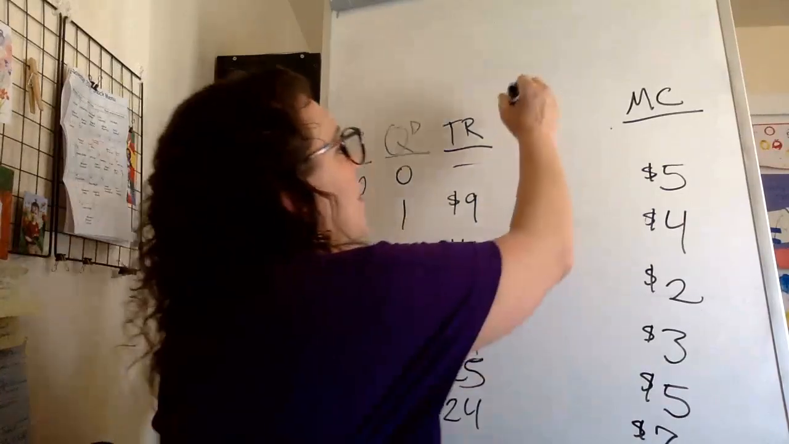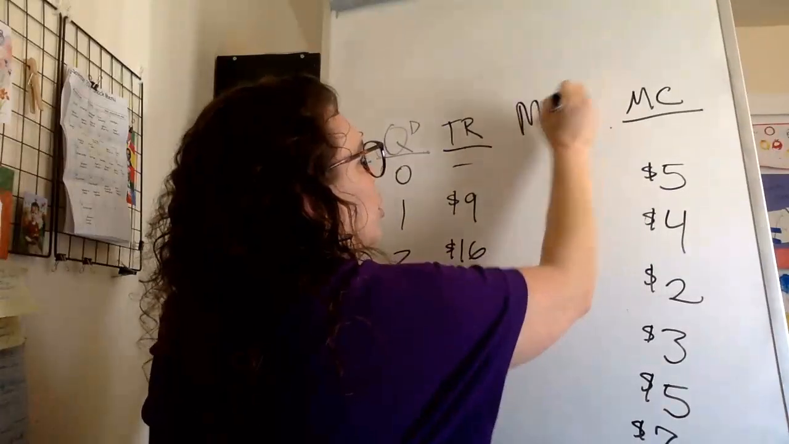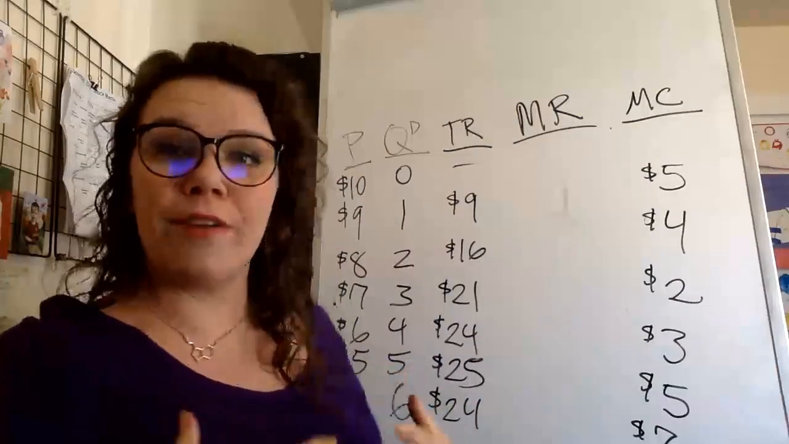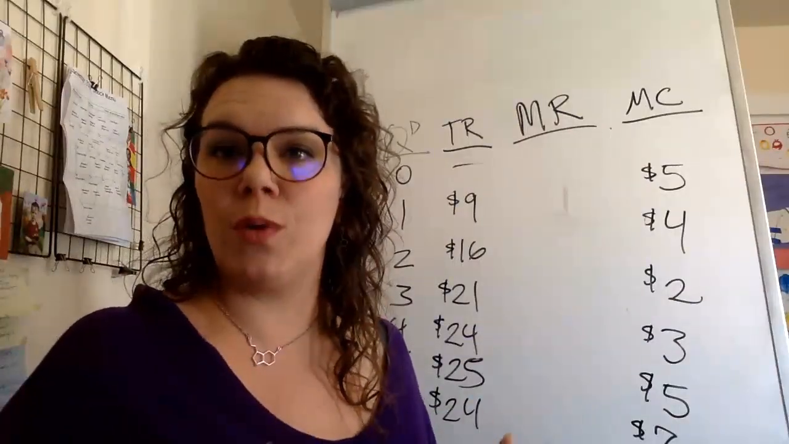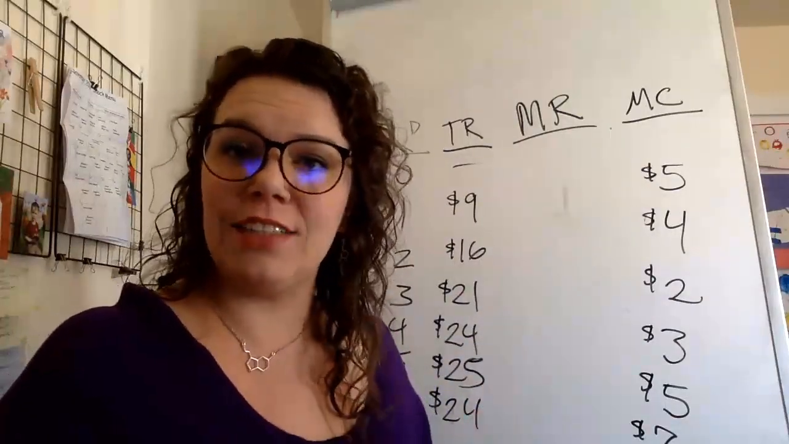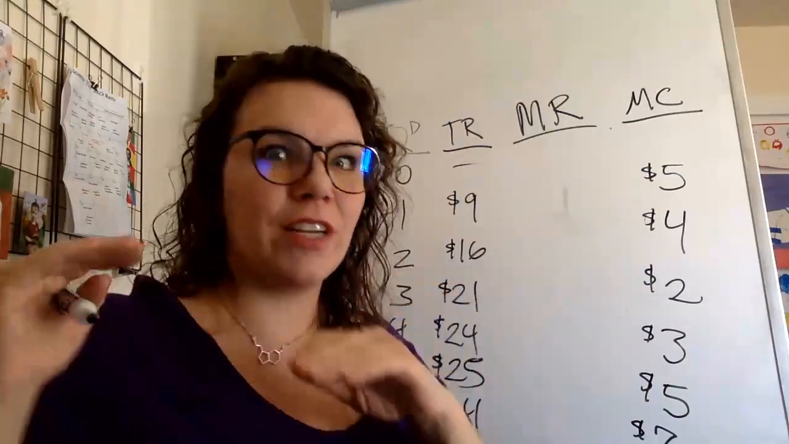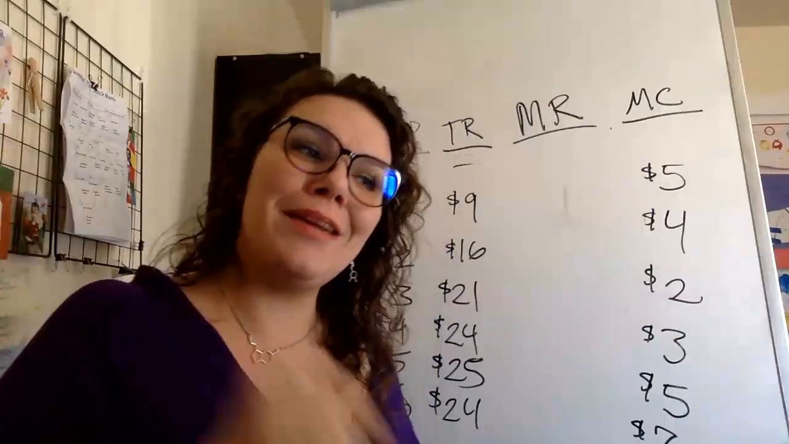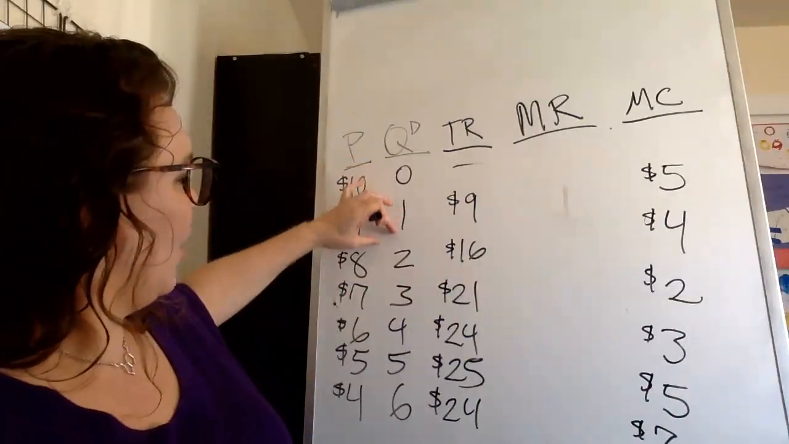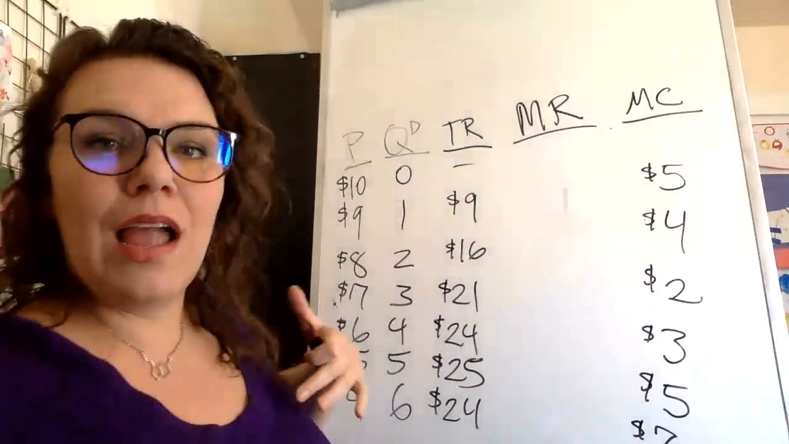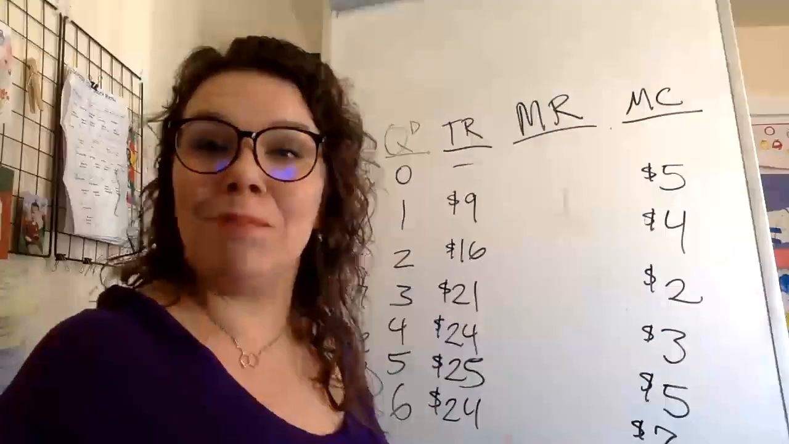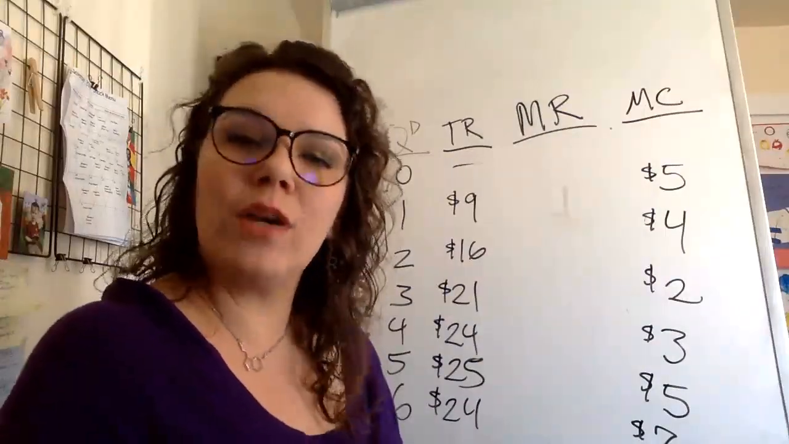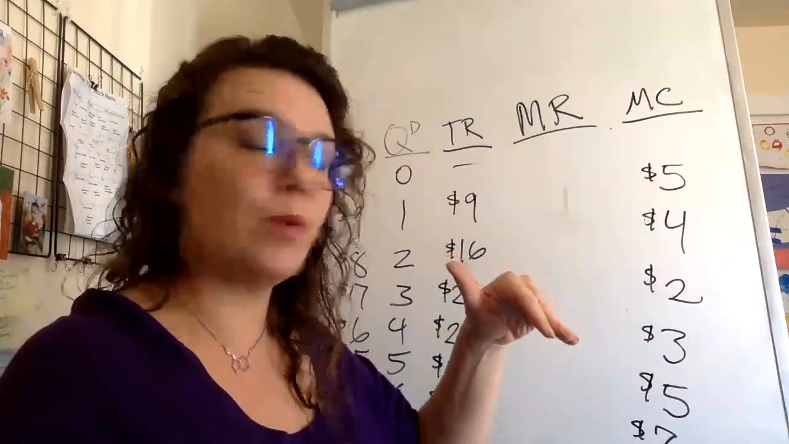So let's calculate marginal revenue. Remember, marginal revenue is just the change in revenue, the additional revenue of selling that additional unit. And with perfect competition, it's a straight line. Marginal revenue doesn't change. But because a monopolist sees that law of demand, right, our willingness and ability to buy more as prices go down, they're going to see a downward sloping marginal revenue curve.